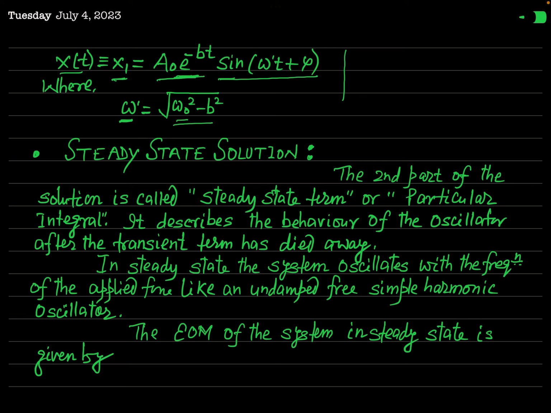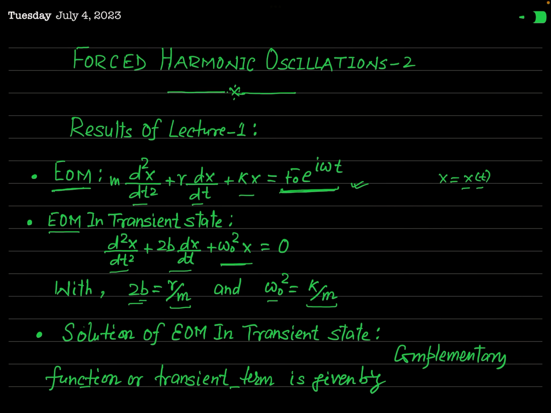When the transient term vanishes, that is x1 becomes 0, after that our system oscillates under the applied periodic force with a frequency equal to the frequency of the applied force. And so if your aim is to find the steady state solution of the equation of motion, you can't neglect this term f naught e to the power i omega t. You have to consider it.